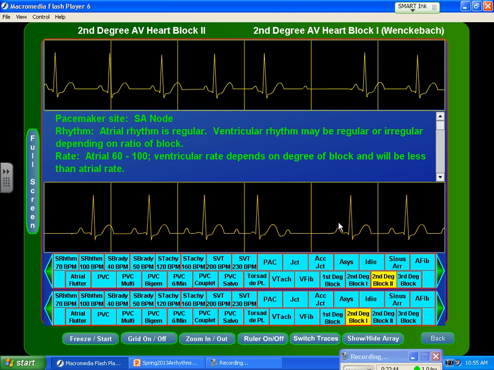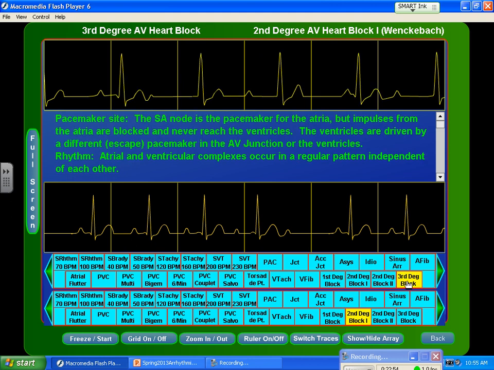Okay, and then we have third degree, which is a complete heart block. So I'm going to keep second degree block 1 on the bottom, and I'm going to put third degree on the top. What's happening with a complete heart block is that the impulses between the atria and the ventricle are completely blocked. There's no communication. So you've got the atria contracting at their rate, and the ventricles contracting at their rate.